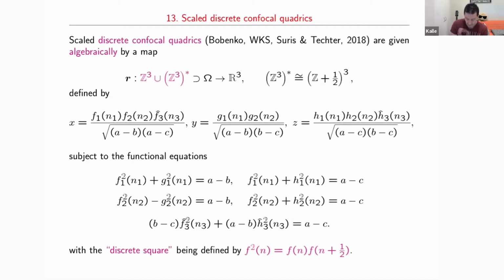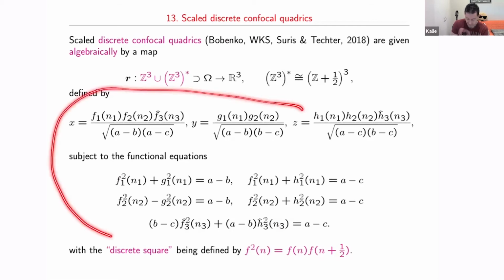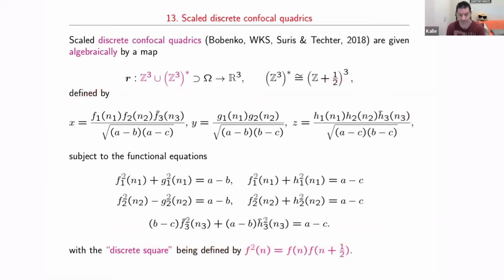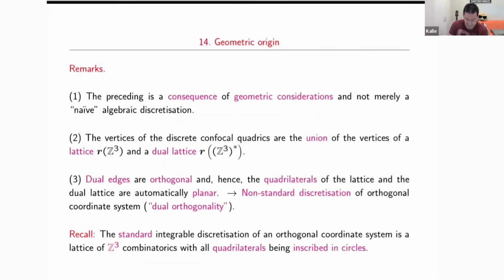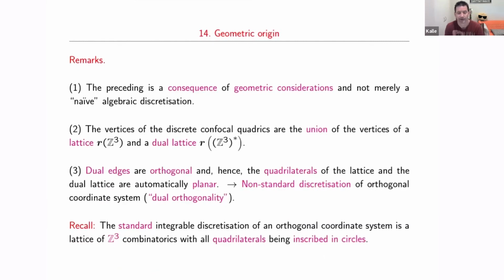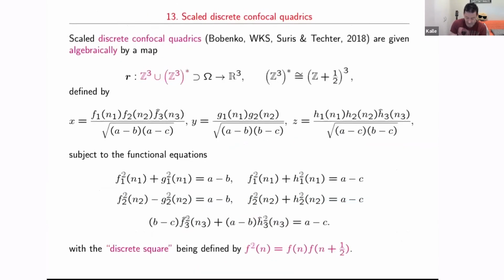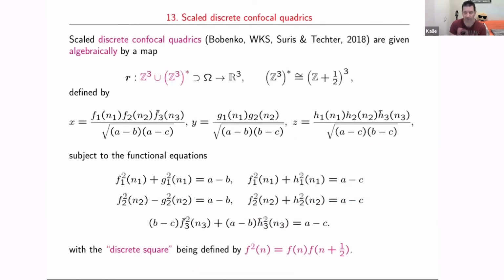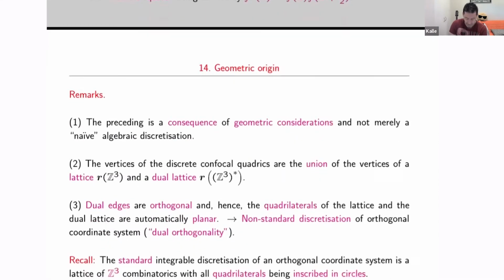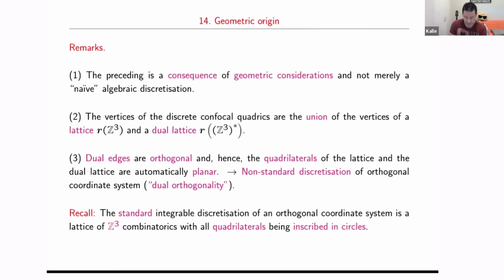All right. Now, as I said, you could think, well, that's just a naive discretization, but that's actually not where it came from. As a matter of fact, the origin of this is geometric. And this is just a result of the geometric construction, which is quite amazing. So what are the geometric properties?